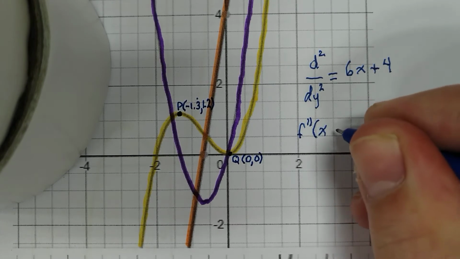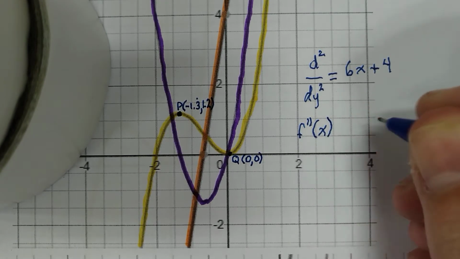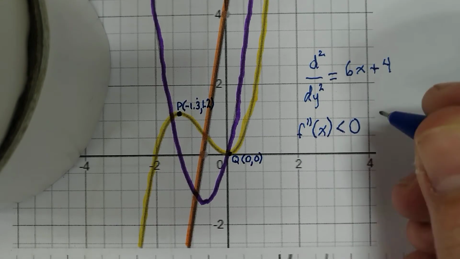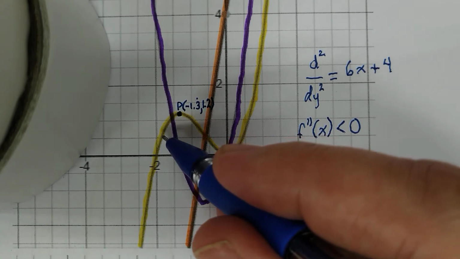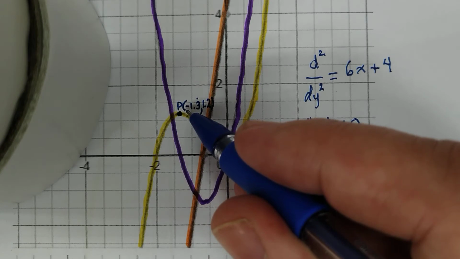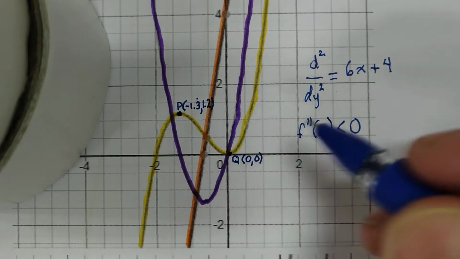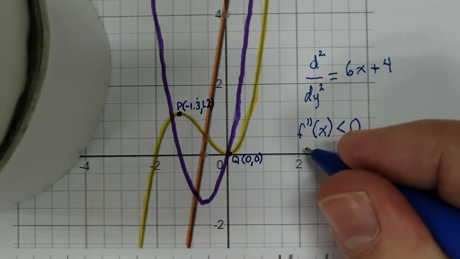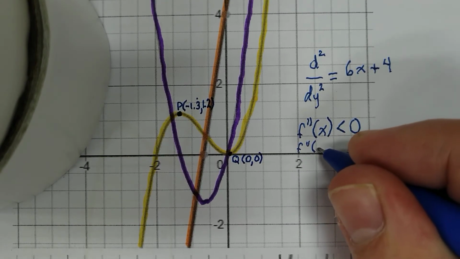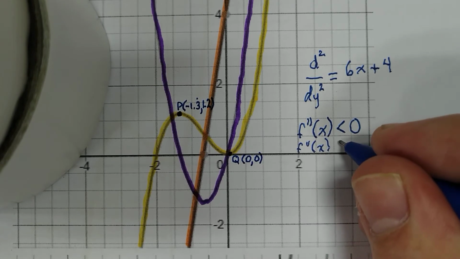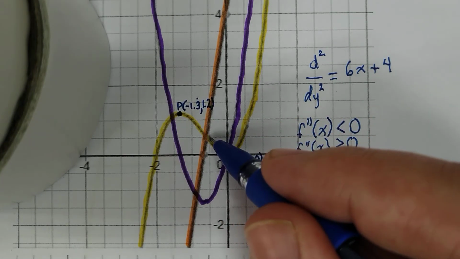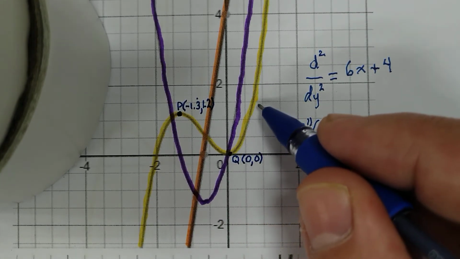If this is less than 0, then that means it's a local maximum. Because what it means is you're going from a positive gradient to a negative gradient. And if it is greater than 0, then it is a local minimum, because you're going from a negative gradient to a positive gradient.